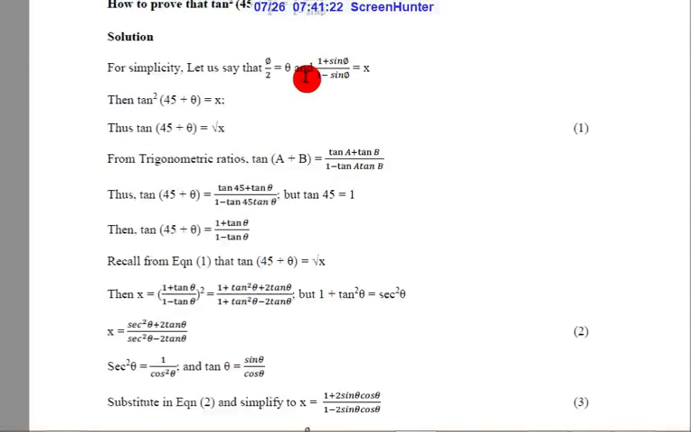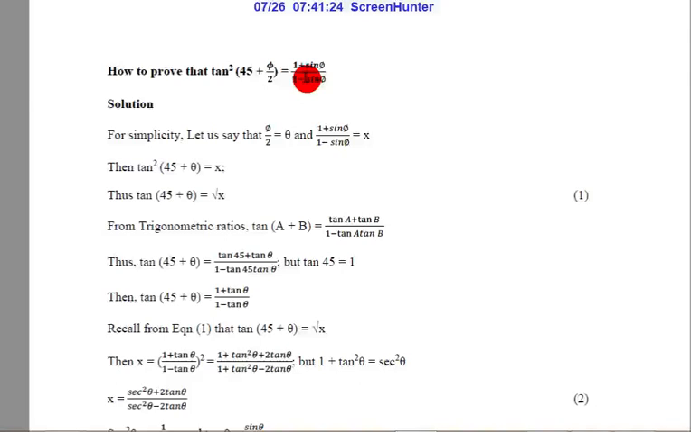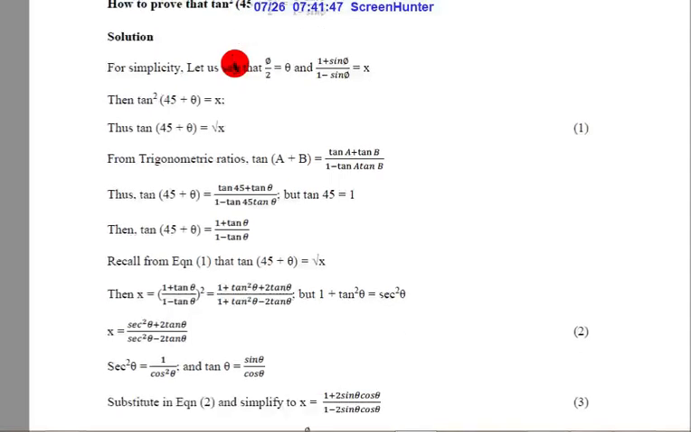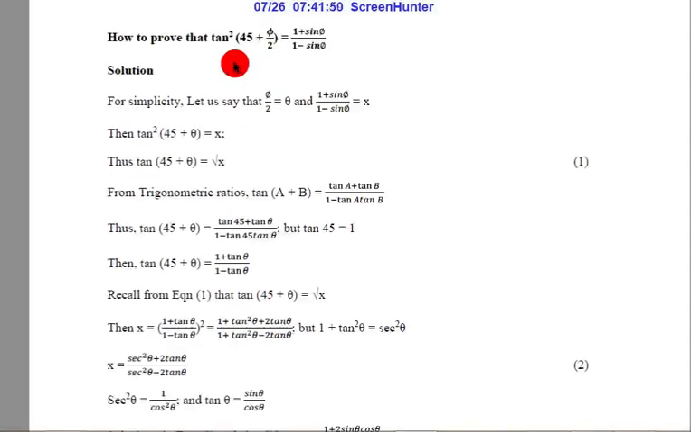Hi, good morning. In this video, I want to show how to prove that tan squared (45 + φ/2) is equal to (1 + sin φ)/(1 - sin φ). This is one of the often controversial trig equalities that sometimes prove stressful to prove. Now let's go to the solution.